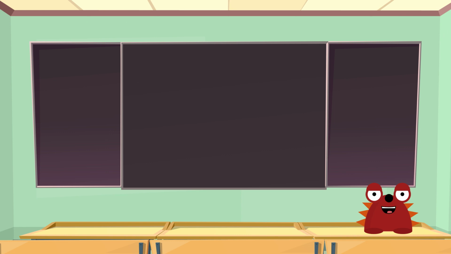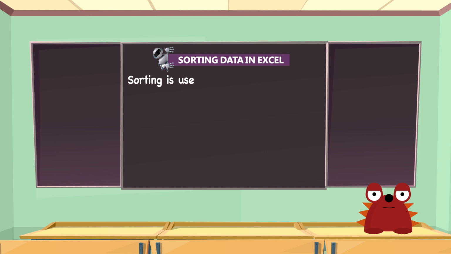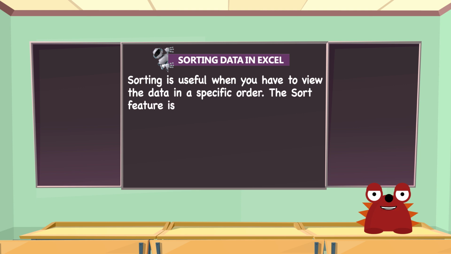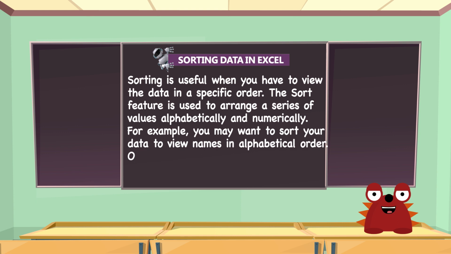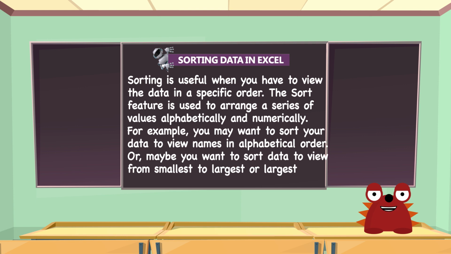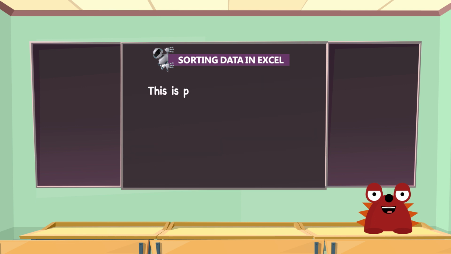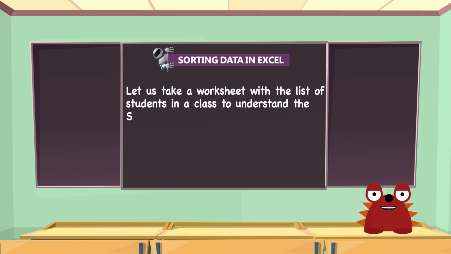Now, with all the data in your worksheet, let's learn how to properly sort it in Excel. The sort feature is used to arrange a series of values alphabetically and numerically. For example, you may want to sort your data to view names in alphabetical order. Or maybe you want to sort the data to view from smallest to largest or largest to smallest order. This is possible through sorting. Let's explore this with the data from our example.